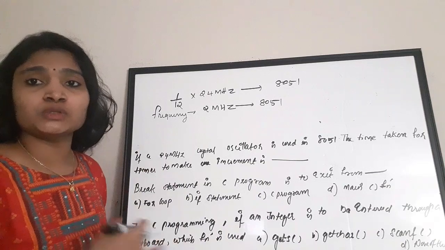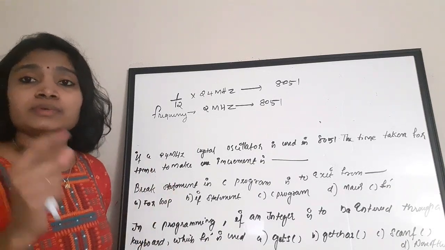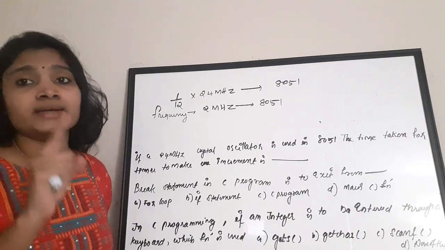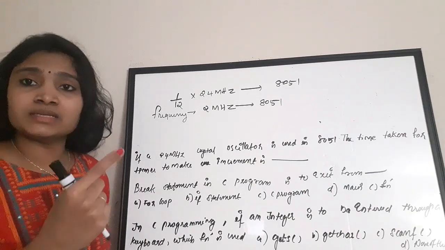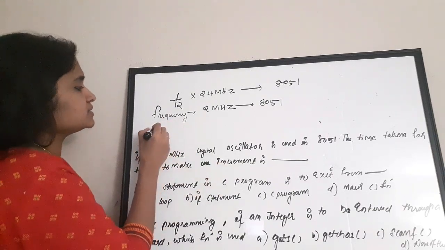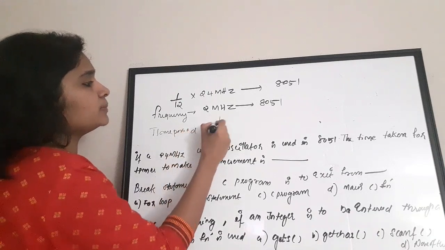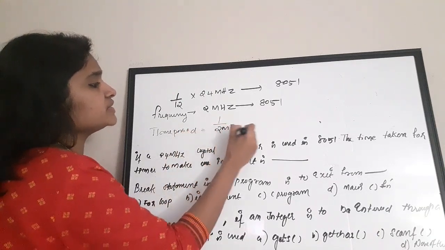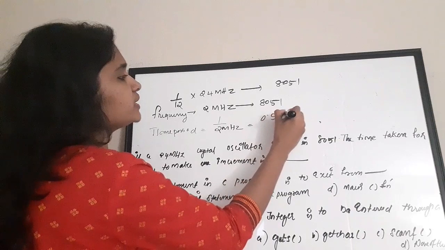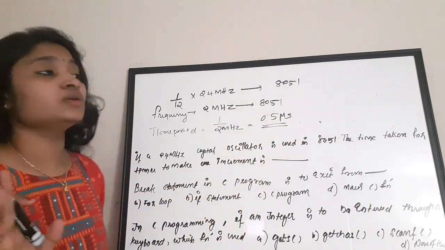For a timer to increase by 1, it should undergo one time period. That is called one increment. So the time period is equal to 1 by 2 megahertz. It will be 0.5 microseconds, which is the time taken for one increment. I hope the concept is clear.